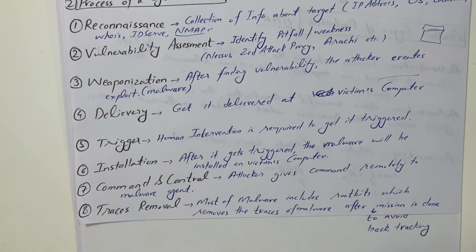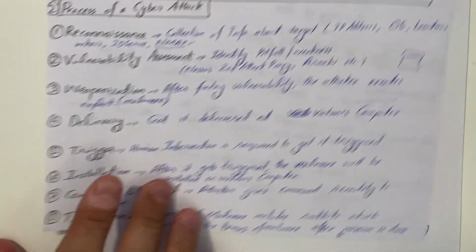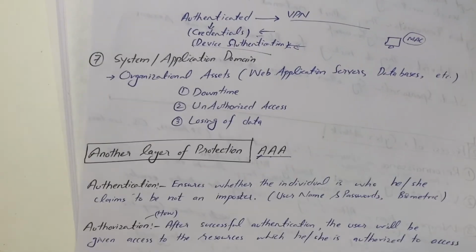Okay, so that's it for our chapter number 1. If anybody has any questions or issues, we can always discuss. We mainly discussed two things here: the domain of IT infrastructure, and the process of a cyber attack along with the types of attackers and hackers.